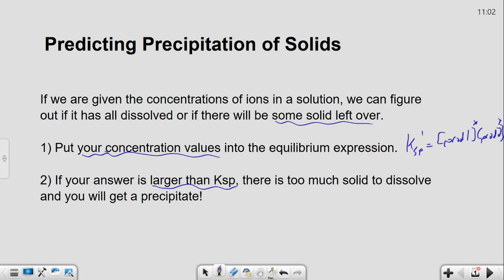If there is too much solid to dissolve, if your answer is larger, so if my KSP prime here is bigger than what KSP is supposed to be, then there's too much solid to dissolve, which means you have a precipitate. So you're just checking your KSP against what KSP is supposed to be, is basically the idea here.